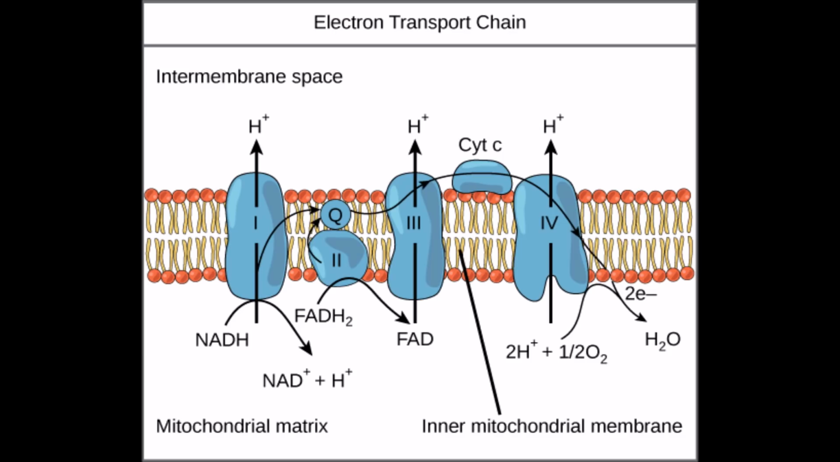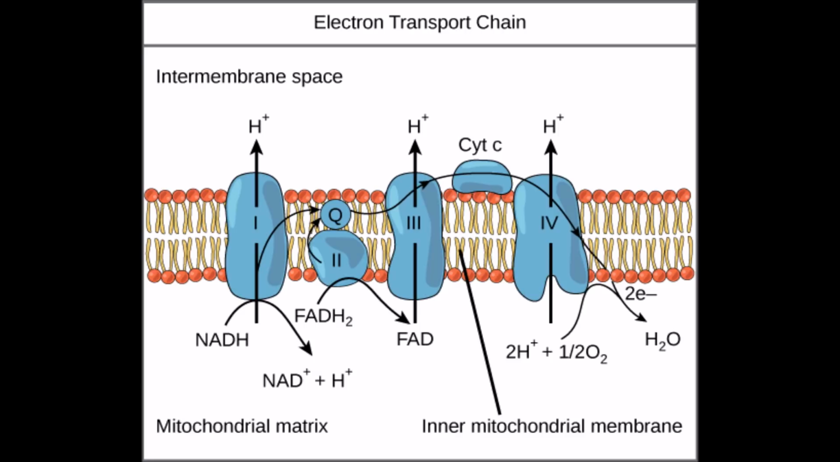So what we have going on here is the electron transport chain, which is where we get all of our ATP from, and arguably the most important part of cellular respiration. Just a quick recap, we had glycolysis happen in the cytosol, and then we have pyruvate oxidation, right?